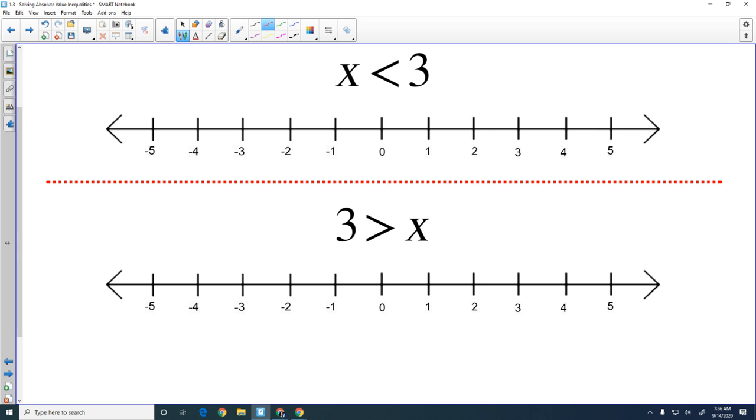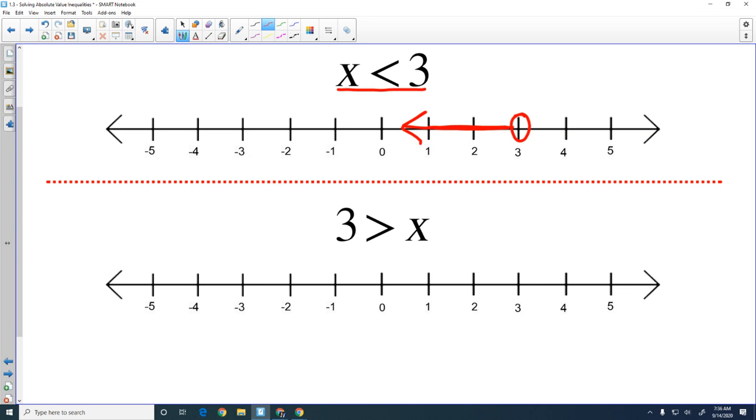They look different, but if we graph them, this top one says x is less than 3. So x is our variable. That's what we're trying to show. Where are the numbers that I can plug in for x to make this true? So here's 3. It's an open circle because it's not equal to 3. It's just less than 3. And x is all the numbers less than the 3. So that's all the numbers to the left. And I could pick any number to the left of that 3, and it will make that inequality true.